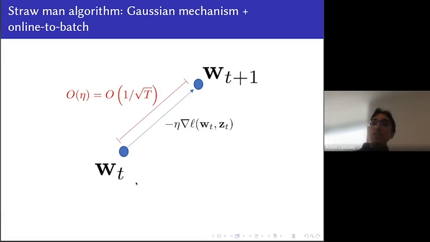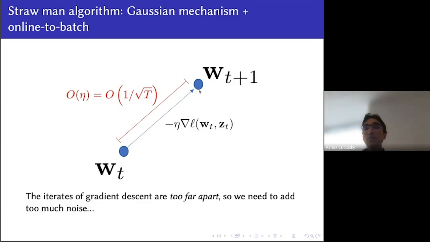Well, in this sort of analysis, we started with WT, and then we observed that the difference between WT and WT plus 1 is on the order of the learning rate. It's the order of eta, which is order 1 on root t. This is saying that when you do something like gradient descent, the sensitivity of your next iterate is order learning rate. That means that you have to add noise that's on the order of the learning rate in order to privatize everything. That's the back-of-the-hand calculation for privacy: you need to add noise that's proportional to the sensitivity of a system in order to make it private.